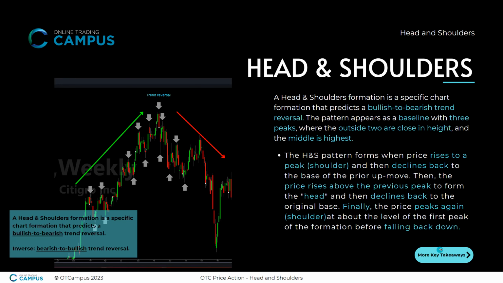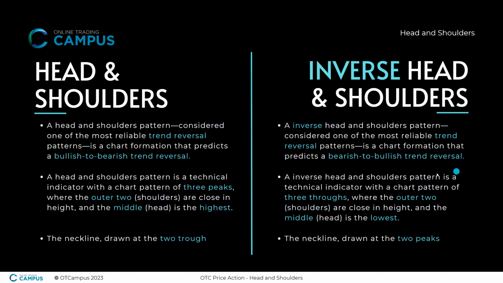Let's talk about more key takeaways. Head and shoulders, again, is a pattern considered one of the most reliable trend reversal patterns. It's a chart formation that predicts a bullish to bearish trend reversal. A head and shoulders pattern is a technical indicator with a chart pattern of 3 peaks, where the two outer ones, the shoulders, are close and high, and the middle one, the head, is the highest.